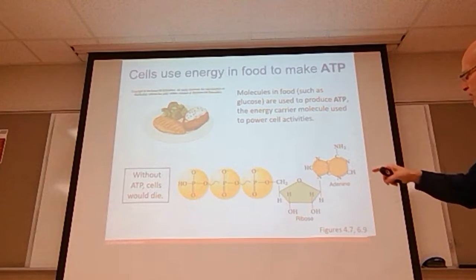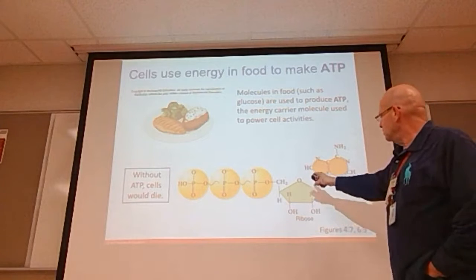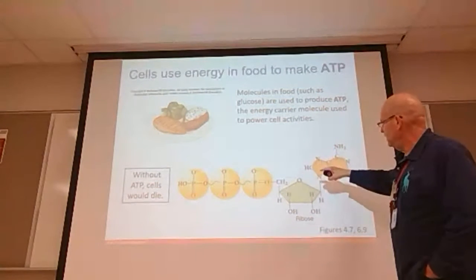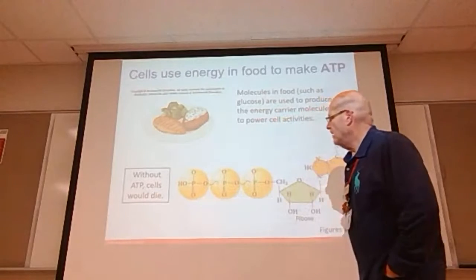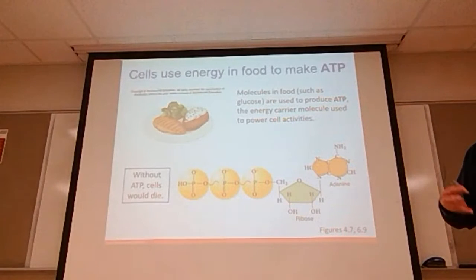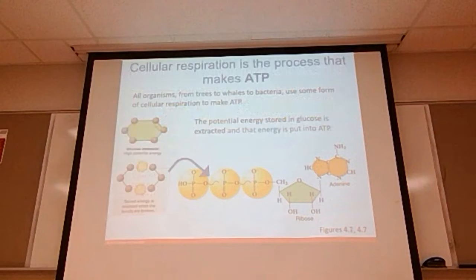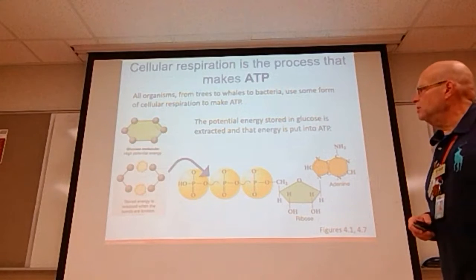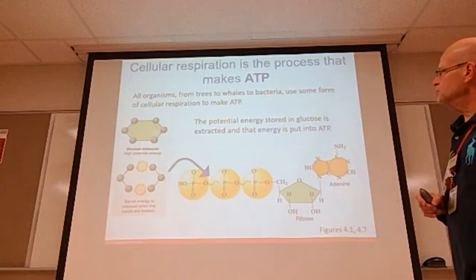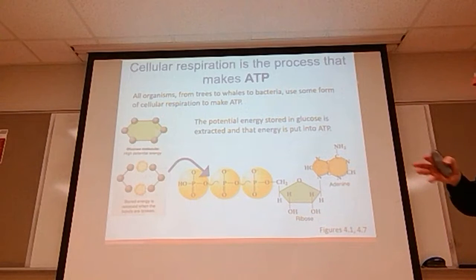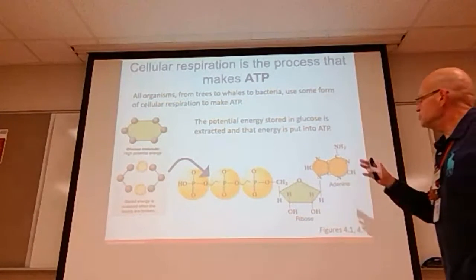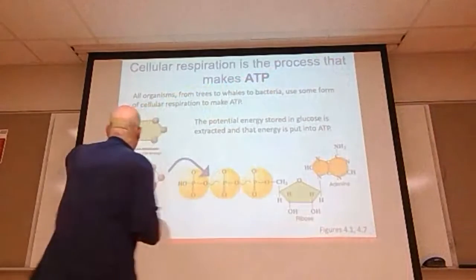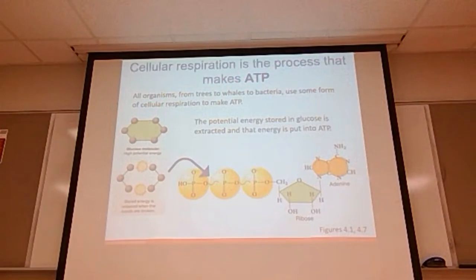Again, this is adenosine triphosphate. Here's the ribose sugar. Here's the adenine, and attached to the ribose sugar you see 1, 2, 3 phosphate groups, which is the adenosine triphosphate. With glucose molecules, all organisms, from trees to whales to bacteria, use some form of cellular respiration to make ATP. The potential energy stored in glucose is extracted, and that energy is put into making ATP.